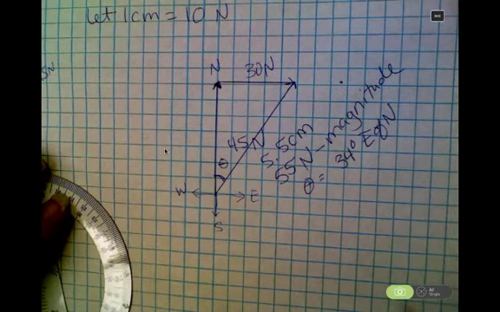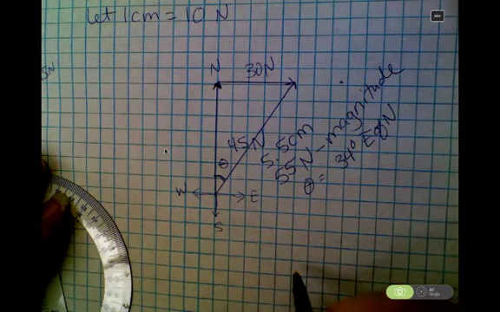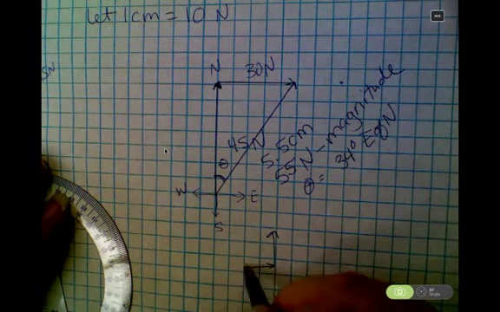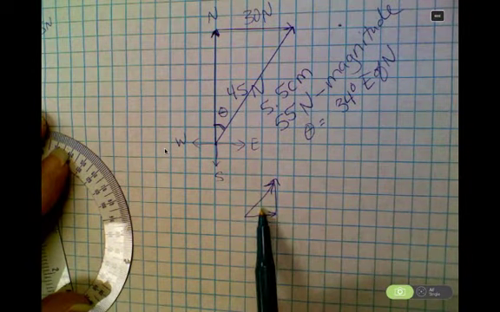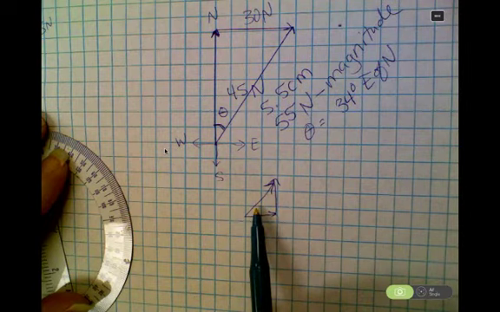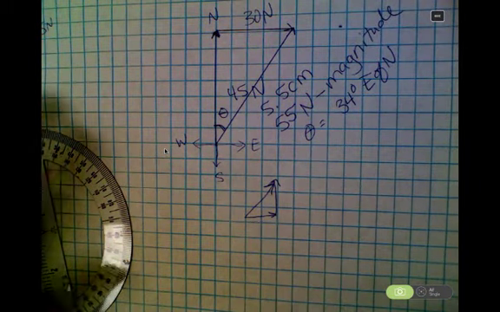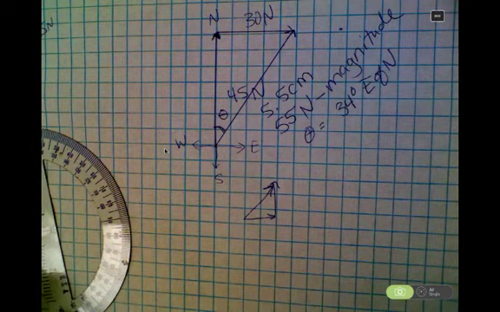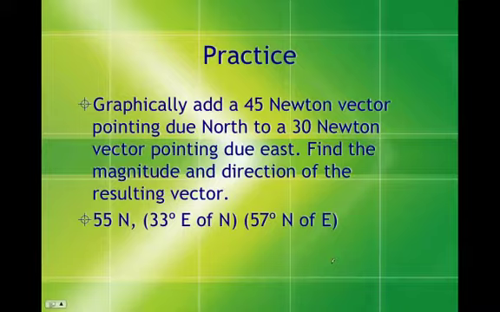Now you could have set your triangle up differently, and you could have set it up so that yours looked like this and then this. And then this angle wouldn't have been 34 degrees east of north, it would have been 56 degrees north of east. But it still would have had a magnitude of 55 newtons. So that's how you graphically add vectors. You have to be very exact, very precise, accurate. Use a pencil, preferably not a pen. I just use a pen so it would show up a little bit better.